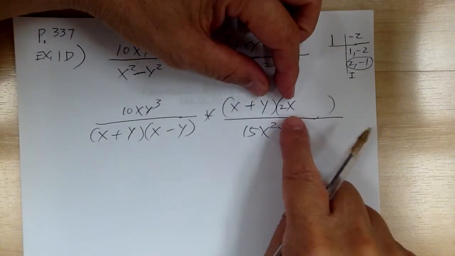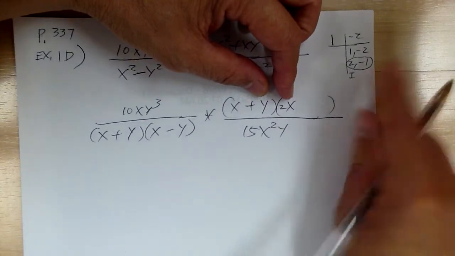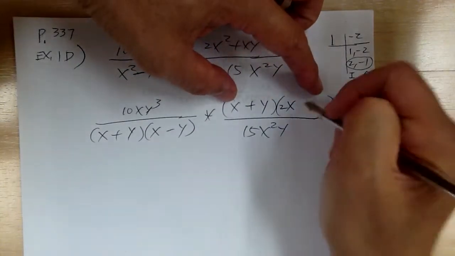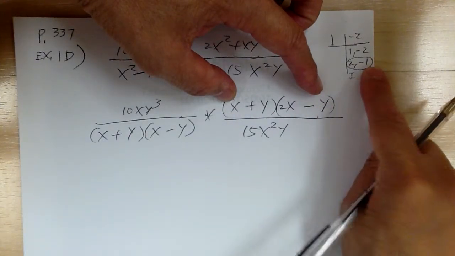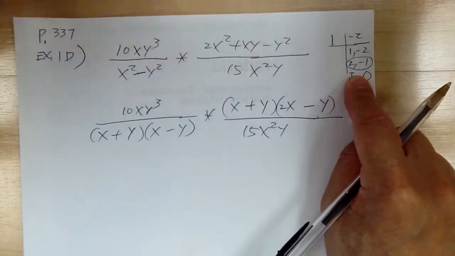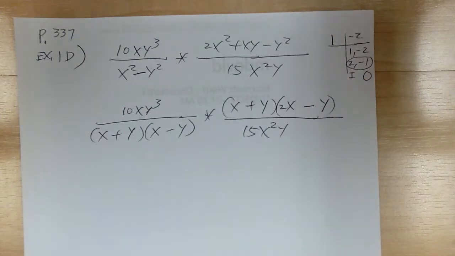So you can check, right? So 2 times 1 gives you 2. That's the inside. And that's the outside. You need to get minus y, right? 1 times negative 1 gives you negative 1. 1 times 2 gives you positive 2. So make sure you know how to factor.